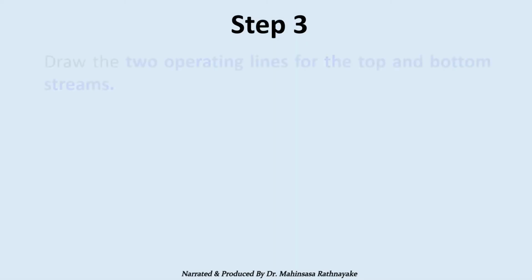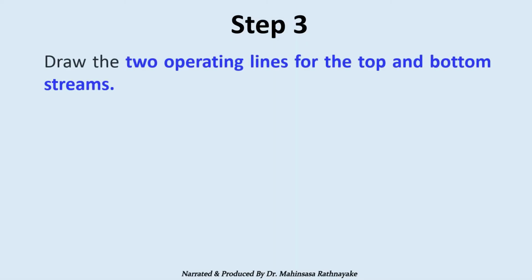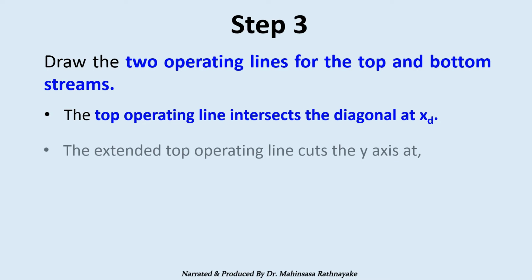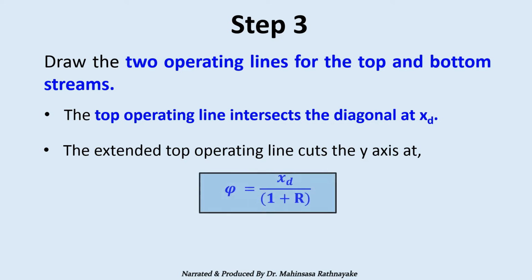The third step is the drawing of 2 operating lines for the top and bottom streams. The top operating line intersects the diagonal at XD. To draw the top operating line, we need at least another point. So we can select a value for the minimum reflux ratio and determine another point. The extended top operating line cuts the y-axis at XD divided by 1 plus reflux ratio.